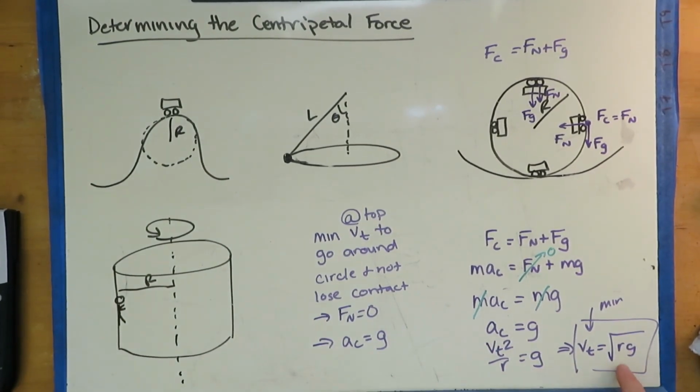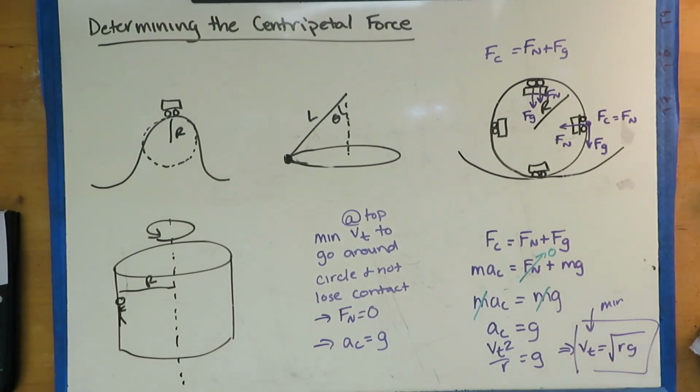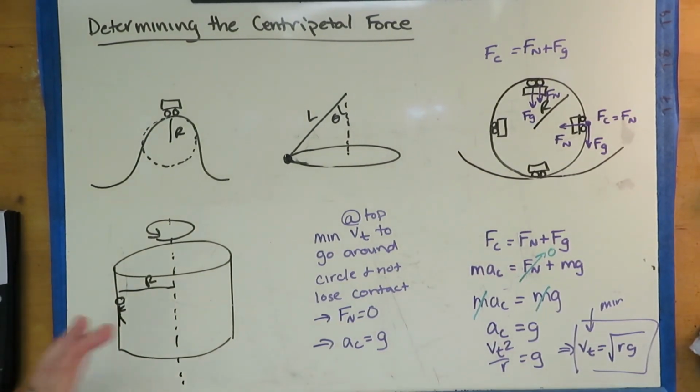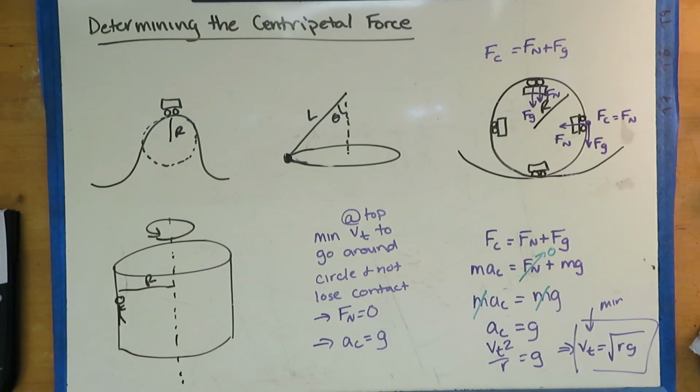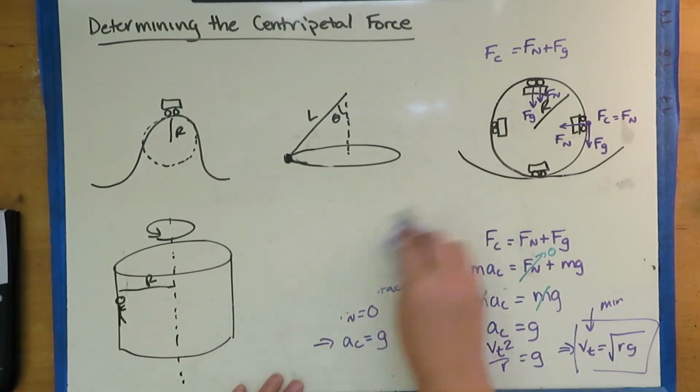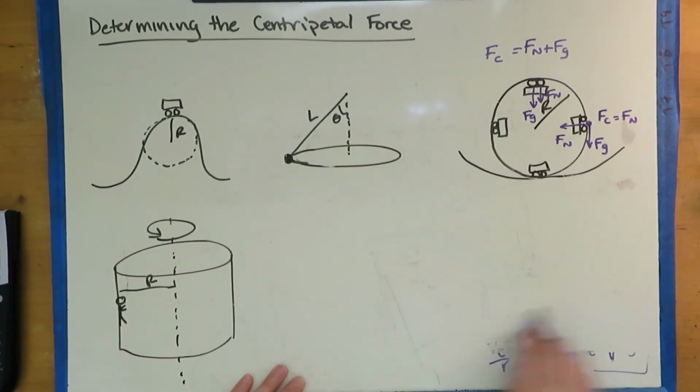So if you look at these variables, my radius is important. The bigger the radius of my circle, the faster I have to go to make it around. So I have to be going really, really fast to make it around a very large circle. If my circle is smaller, I don't have to be moving as fast. So I could find that minimum speed to make it around the circle. Kind of a cool thing with that, and they often ask you for that minimum speed to make it around the circle.